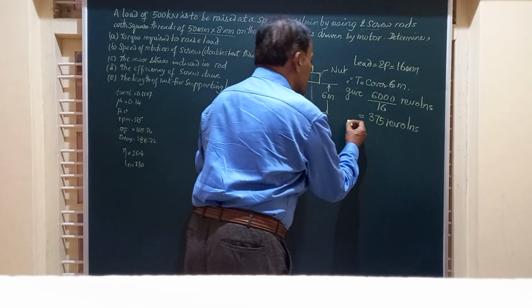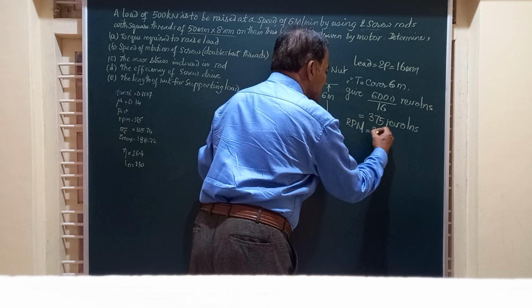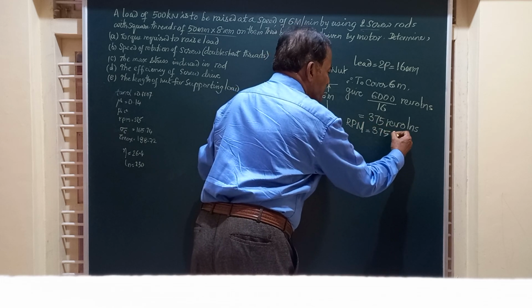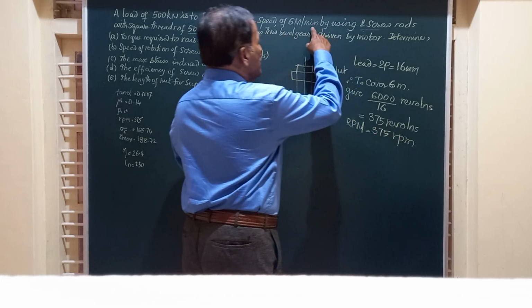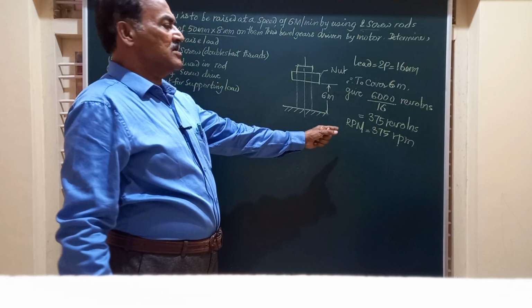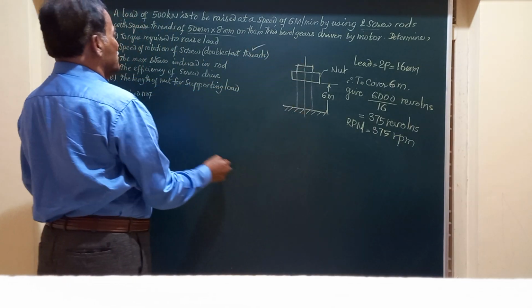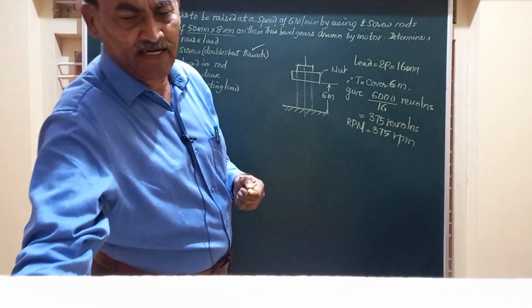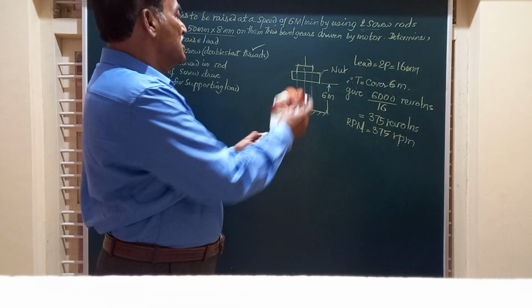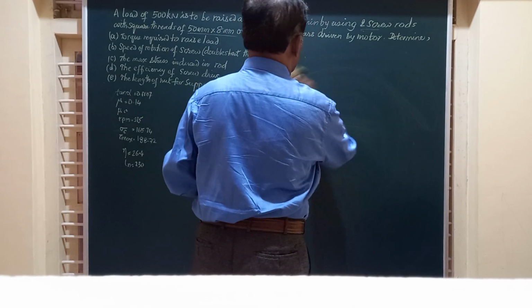So the RPM or speed of rotation is 375 RPM, because so many revolutions are to be made in 1 minute, and hence the speed of rotation of this is equal to 375. This part is very, very important, and in most questions, this is how they give you the second part of the question.